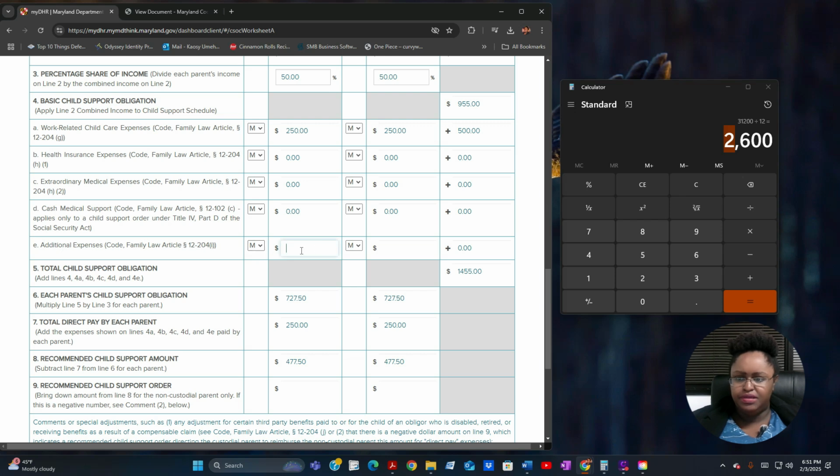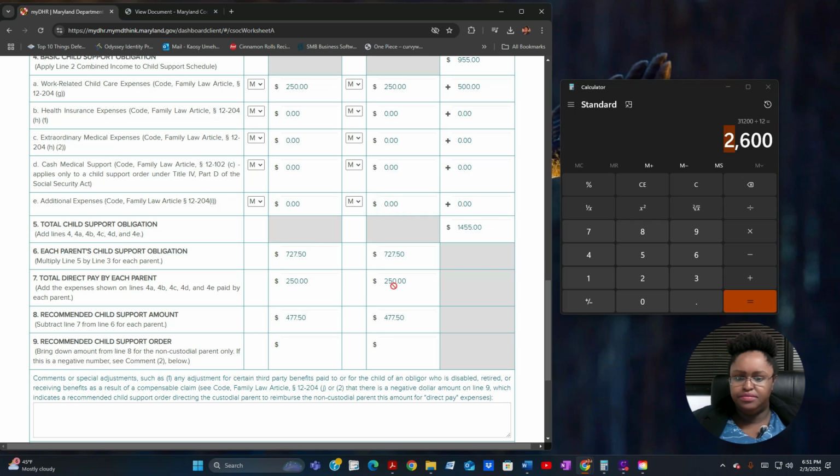We said in this case there are no additional expenses, meaning no tuition, no transportation costs. So that's it. This is our child support numbers. And this amount, the $477.50, that is how much mother owes to father in child support every month. And the $477.50, that's how much father owes to mother every month.